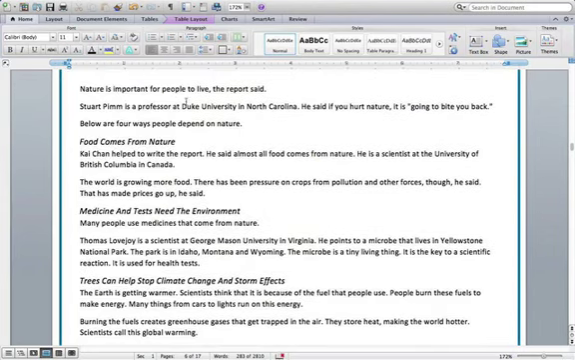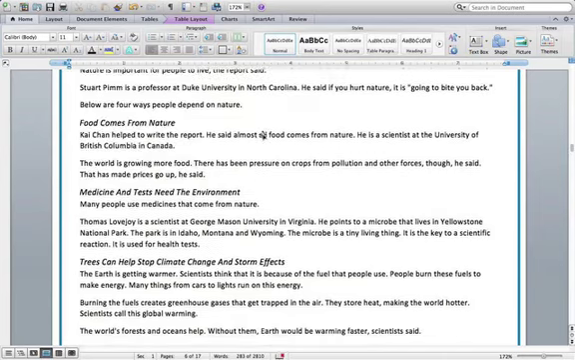Nature is important for people to live, the report said. Stuart Pym is a professor at Duke University in North Carolina. He said, if you hurt nature, it is going to bite you back. Below are 4 ways people depend on nature.